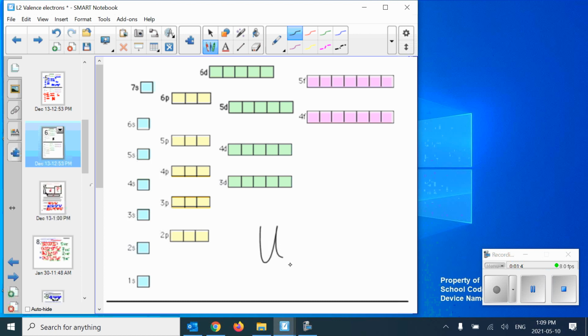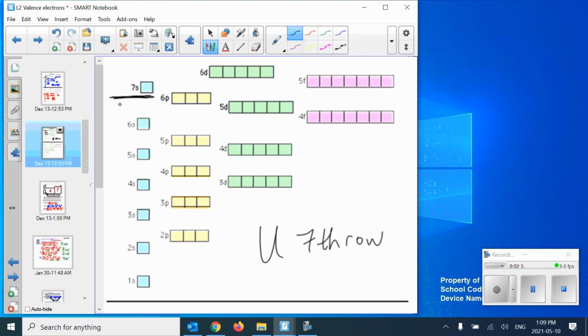So uranium is in this row. See the 1, 2, 3, 4, 5, 6, 7. So I count the row that uranium is in, and I just say to myself, 7th row. Now, without using the boxes, because I know that the 7th row starts up here, how do we do this?